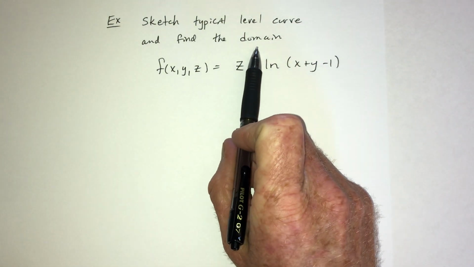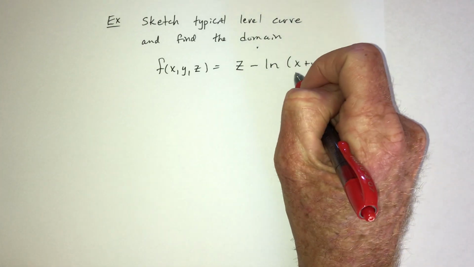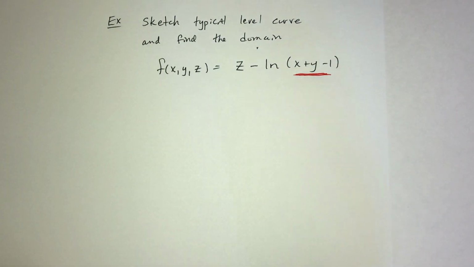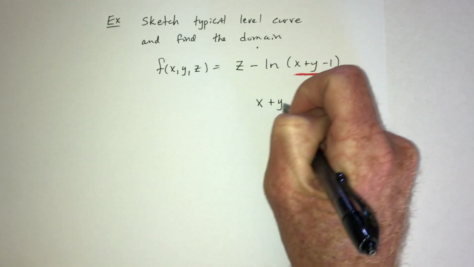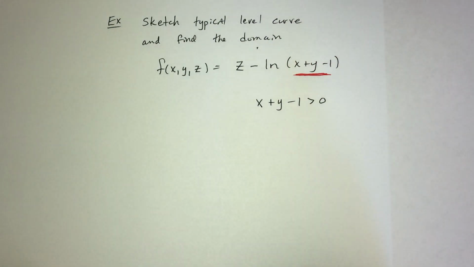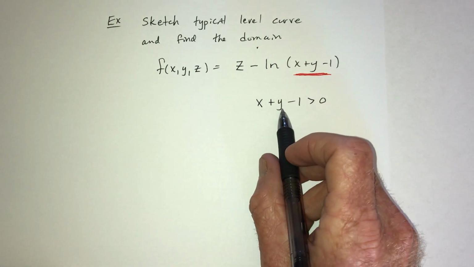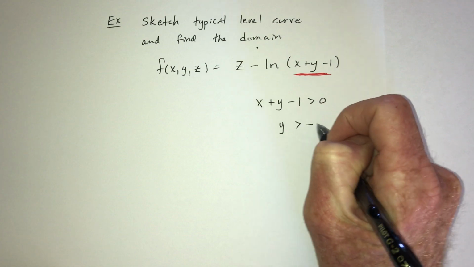I think I'm going to do that part first, find the domain. Well, with the natural log function, whatever's in the argument needs to be a positive number. So that means x plus y minus 1 needs to be a positive number. Not equal to 0, but positive, bigger than 0. So this is now in 2 dimensions. It's only got x and y. So what I'm going to do is just move the 1 over and the x over.